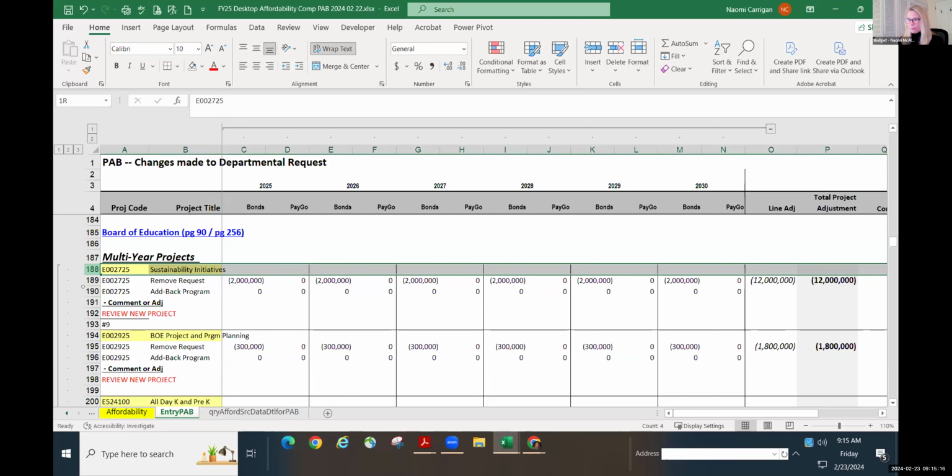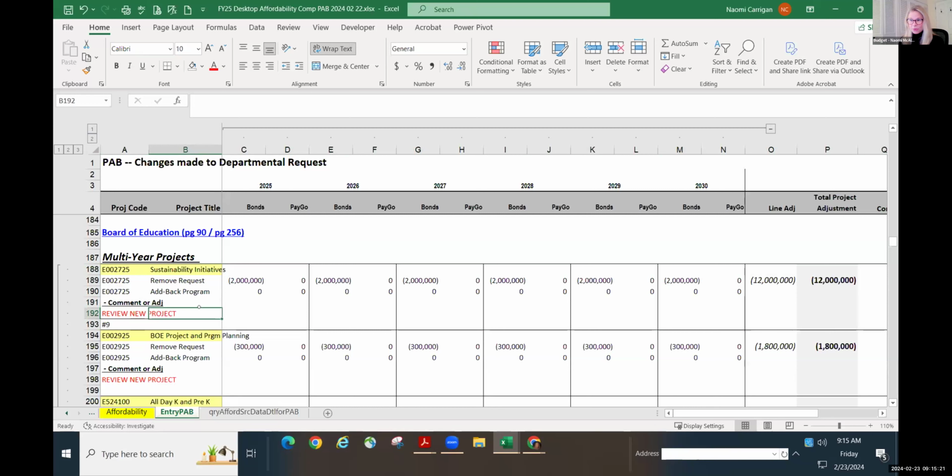Okay, so just to circle back to sustainability initiatives, would you like me to remove that? Or keep it, or keep 1 year?